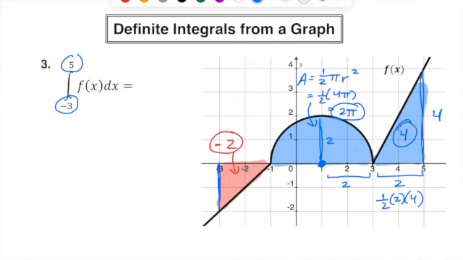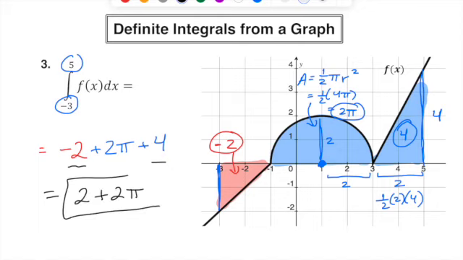So here's what we got. Let's add up that grand total. We started with an area of -2. Then we gained that semicircle's area, which is 2 pi. Then we gained that triangle's area, which is 4. And let's just combine our like terms and say that's going to be 2 plus 2 pi, or 2 pi plus 2. And there we go.